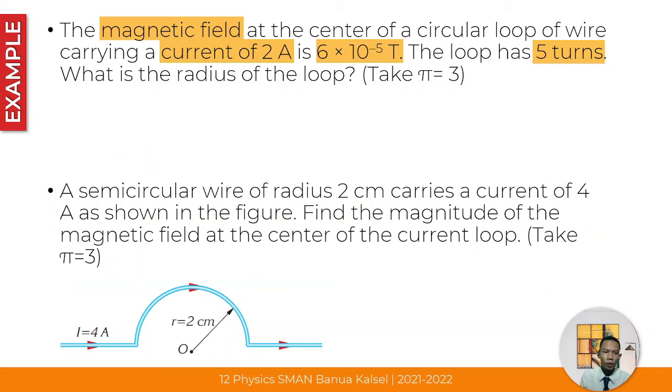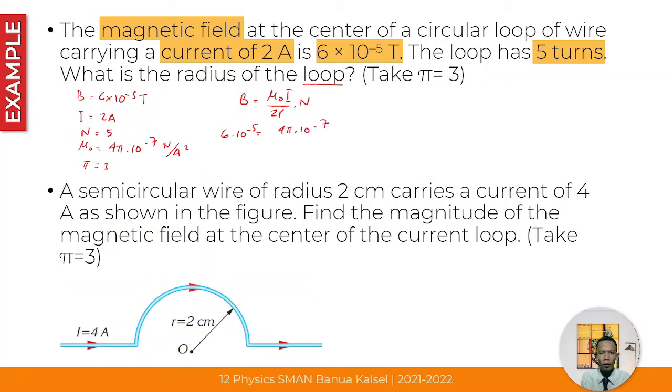So let me rewrite it. B is 6 times 10 to the power of minus 5 Tesla, current I is 2 ampere, and N is 5. Don't forget mu 0 is 4 pi times 10 to the power of minus 7 Newton per ampere squared, and we have pi as 3. Using the equation, because it is a loop, we use mu 0 I per 2R, and we just times N. So B is 6 times 10 to the power of minus 5 equals 4 pi times 10 to the power of minus 7 times I, 2 ampere, per 2R. We want to find the radius, times 5. So 2 and 2 we can cancel.